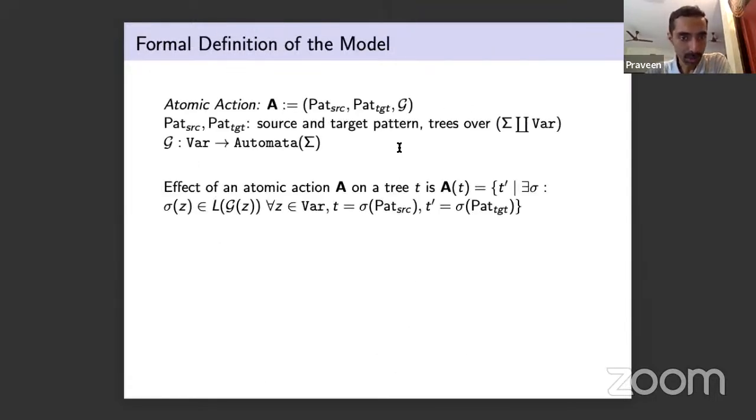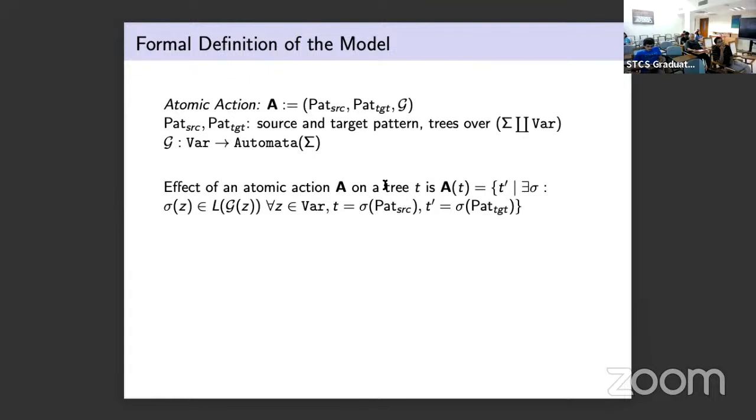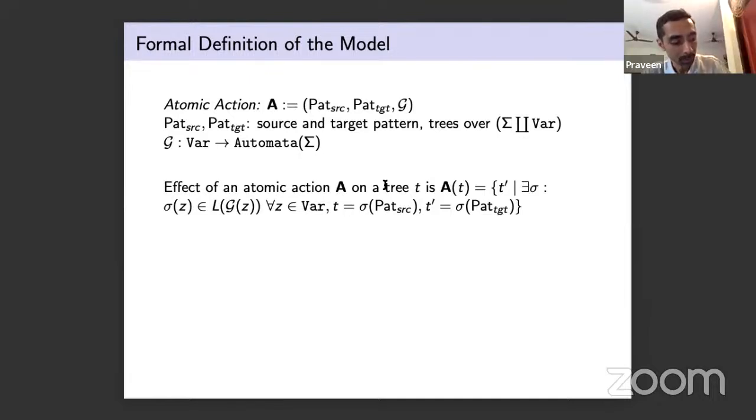Right, so this is the semantics of an atomic action. Is it clear so far? So this automaton over sigma, you mean like it's a regular tree language? Yeah, it's a regular tree language.